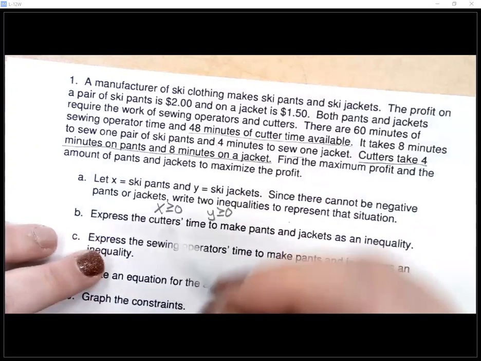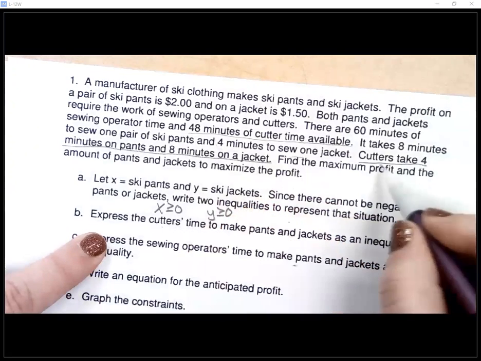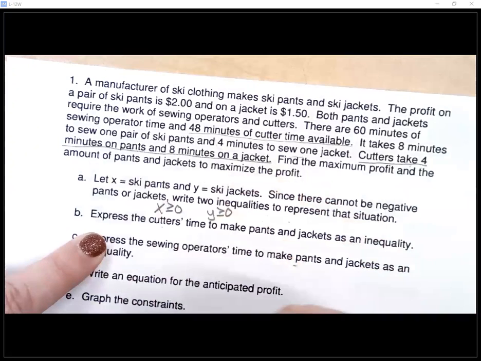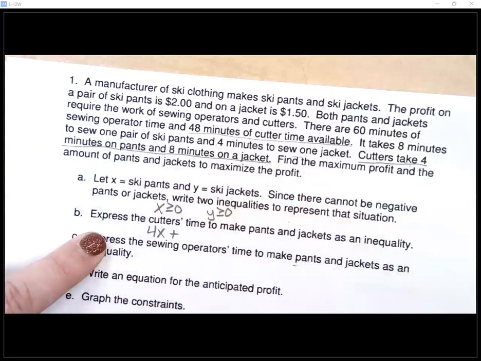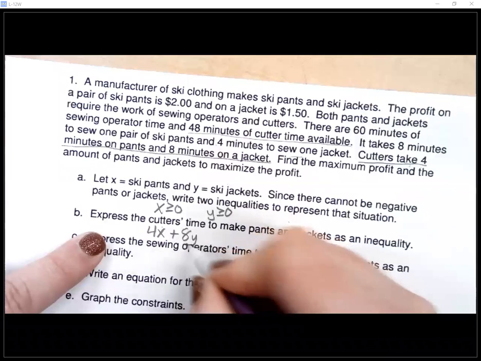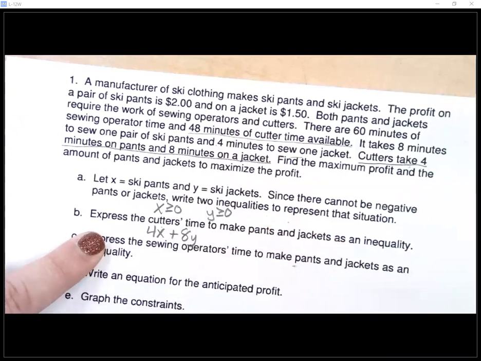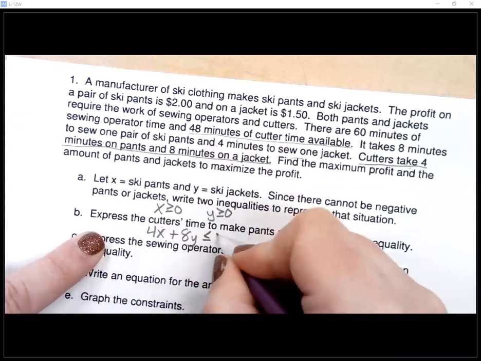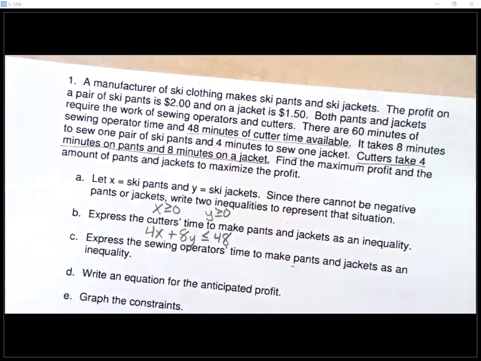So it's got to be an inequality though. So where is this coming from? Cutters take 4 minutes on pants. So that's going to be 4x. They're gonna use 8 minutes on a jacket, so that's 8y. The time that they're spending, they only have 48 minutes to deal with. So I can't say equals 48. It can be less than or equal to 48. Go ahead. But before we continue, do you understand where this came from?